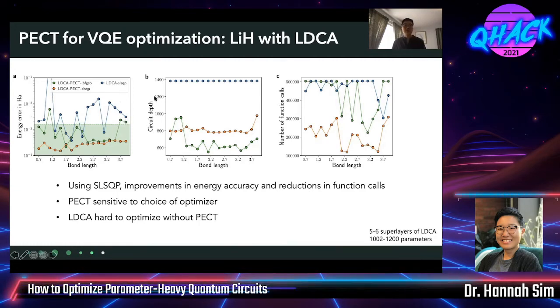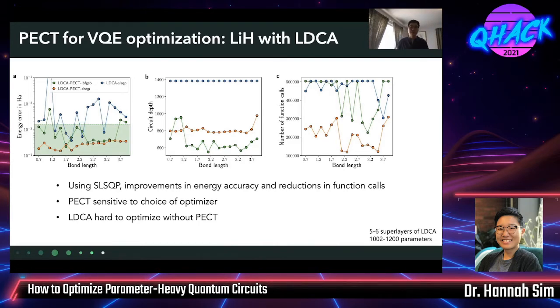And also, if you were to look at the circuit depth, trying to optimize the full circuit at any point corresponds to a high circuit depth, but using PECT approaches, you save a lot in the circuit depth. Also, the number of function calls is very expensive because you're trying to navigate that vast parameter space. And so one big takeaway of this slide is, I think, circuits like LDCA are very hard to optimize without PECT. And alternatively, another way of saying that is PECT may be a necessary tool for optimizing circuits like LDCA.